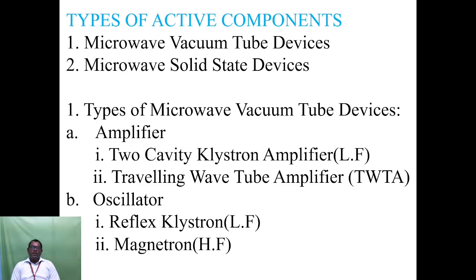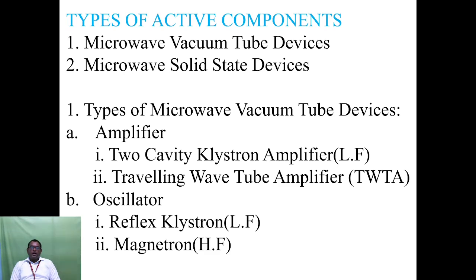In the amplifier there are two types. One will be the two cavity klystron amplifier. It is used for low frequency applications. And the traveling wave tube amplifier, also called TWTA, is used for high frequency applications of the microwave system.